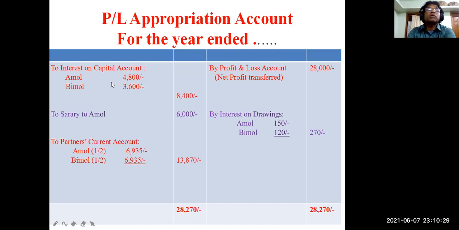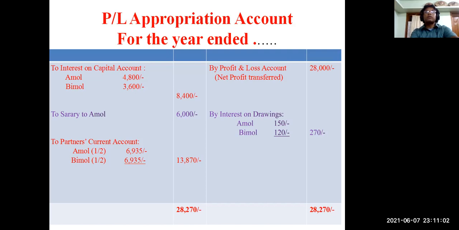See, there is interest on capital. It will be on the expense side. To interest on capital: OMOL 4,800 and BIMOL 3,600, total 8,400. So interest on capital is over. Then to salary to OMOL 6,000. By interest on drawings will come on this side: OMOL 150 and BIMOL 120, total 270. There are no other entries. If there were a reserve, it would come to the debit side, but in this question nothing else is there.